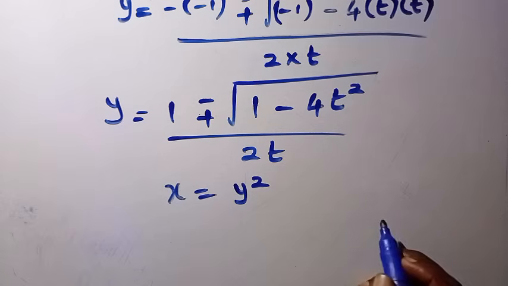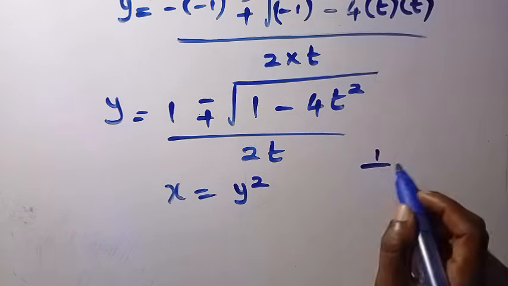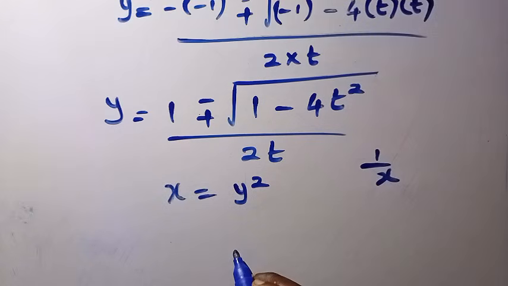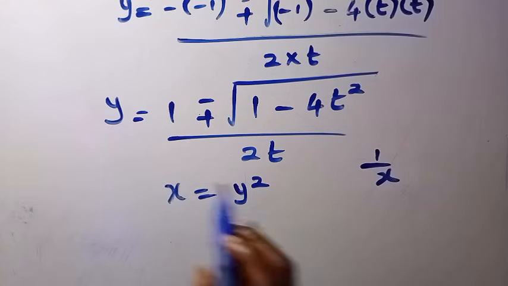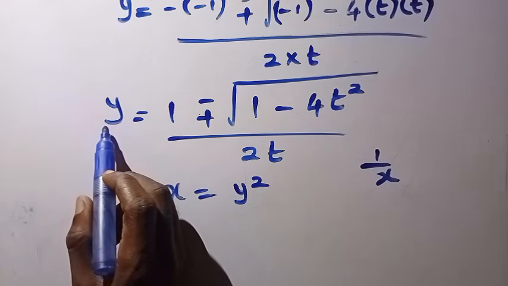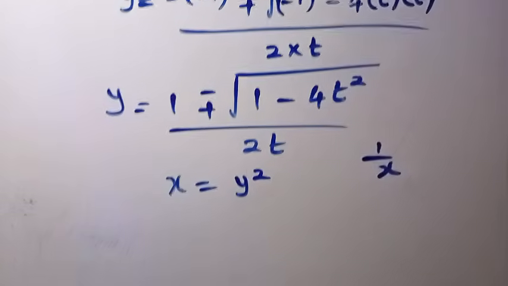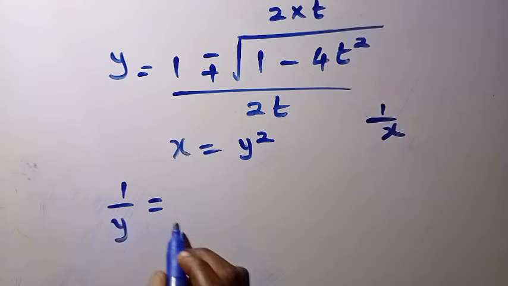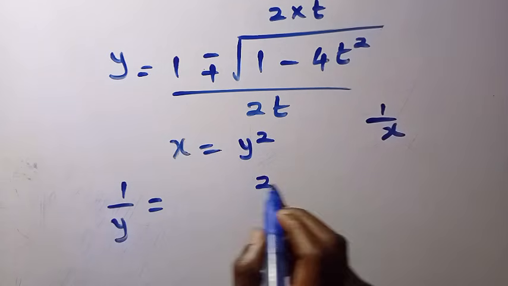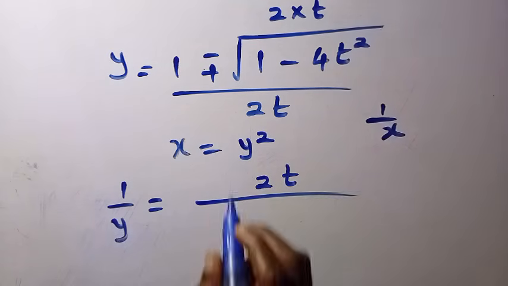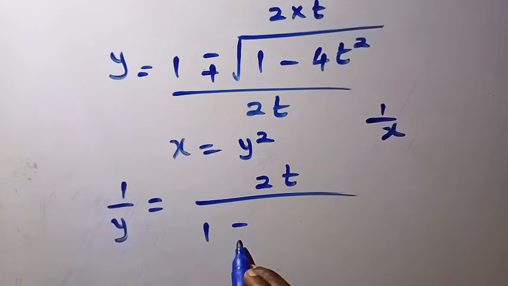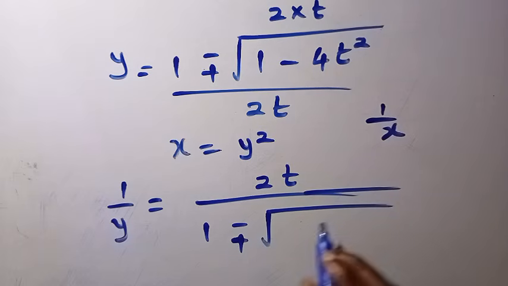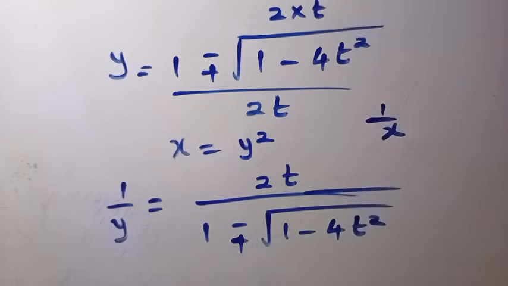And the other side of the given question is 1 over x. So therefore, we need something of reciprocal. We have to flip this. So by flipping this, we get 1 over y equals, the 2t will go up, then we have 1 minus plus the square root of 1 minus 4t squared.